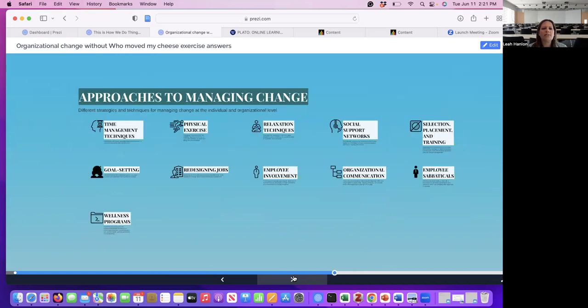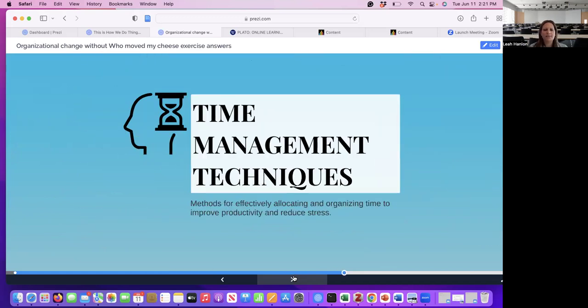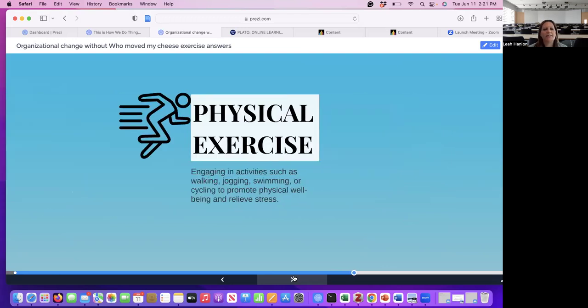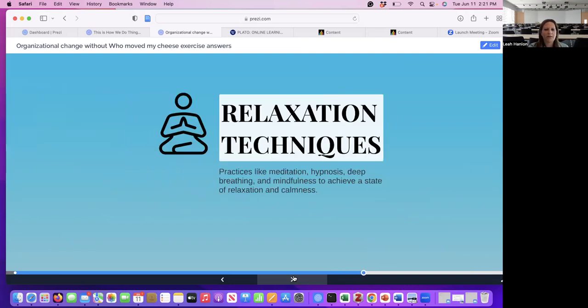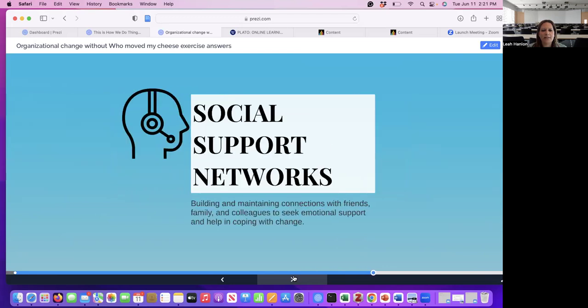So these are various approaches to managing change and stress. Time management techniques. These are methods for effectively allocating and organizing time to improve productivity and reduce stress. Physical exercise, engaging in activities such as walking, jogging, swimming, or cycling to promote physical well-being and relieve stress. Relaxation techniques, practices like meditation, hypnosis, deep breathing, and mindfulness to achieve a state of relaxation and calmness.